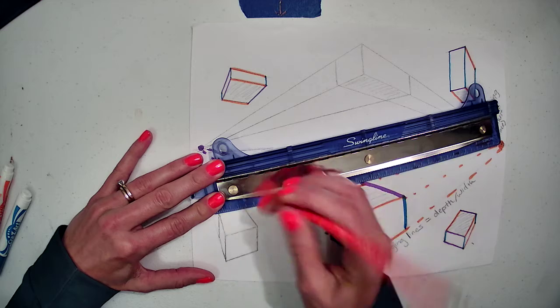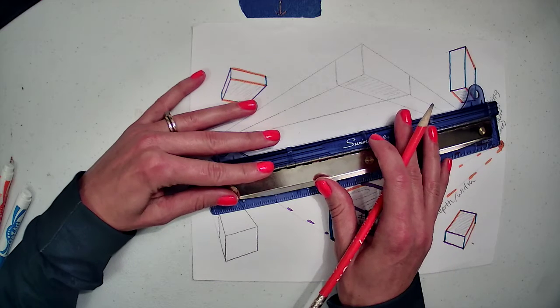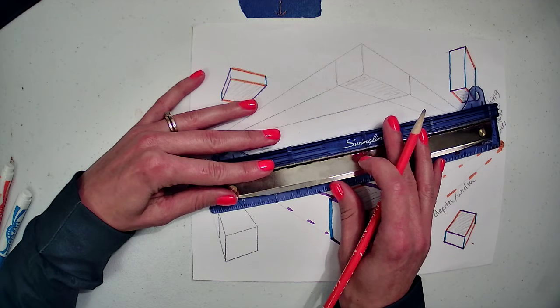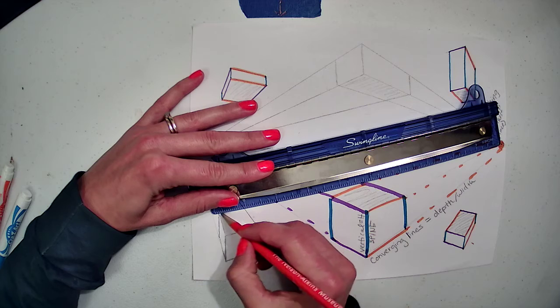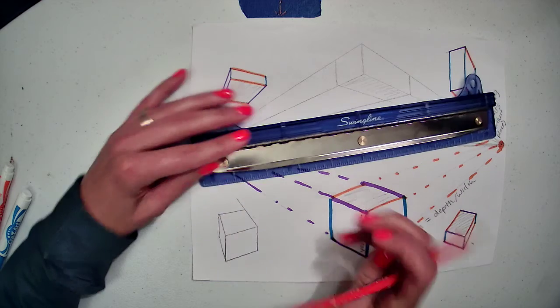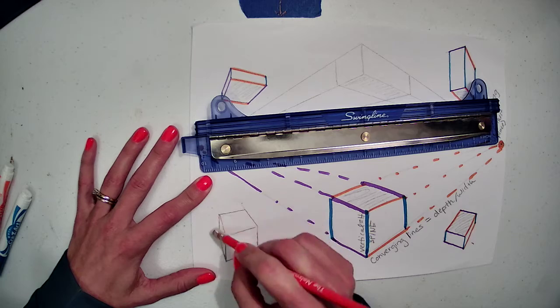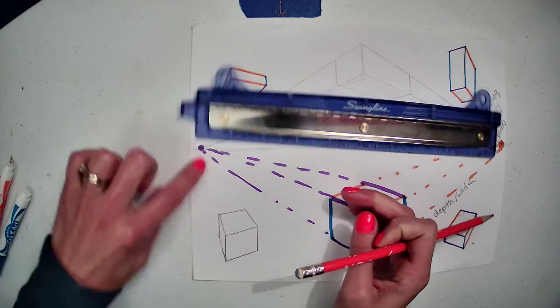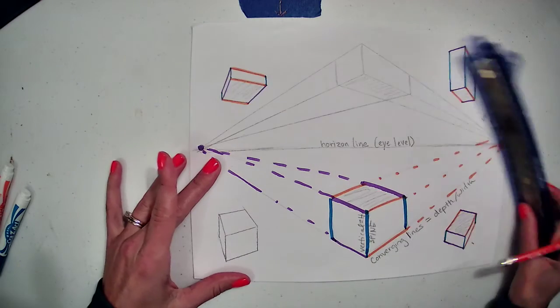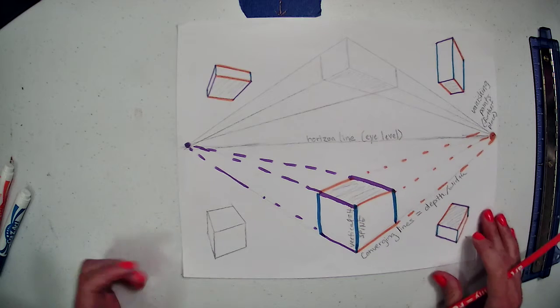The more accurate, the better it ends up looking, the more convincing the illusion. My ruler doesn't even quite reach, so I'm just going to do my best estimate on that angle. It's pretty close, so I think we'll all be okay with that. All right, and then if you're not using those converging lines for anything, you can erase them. So that was just a quick review.